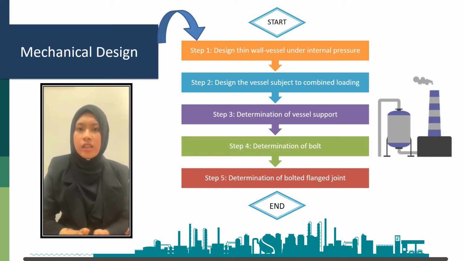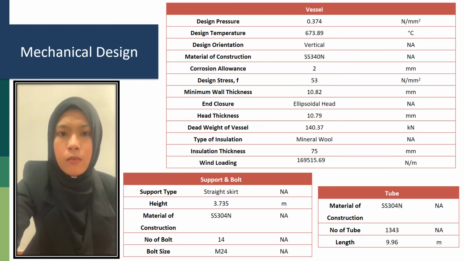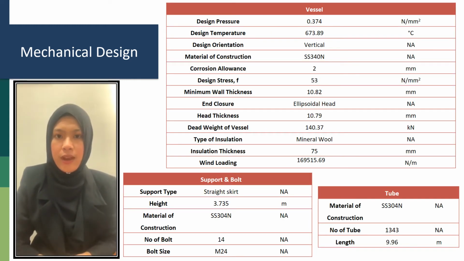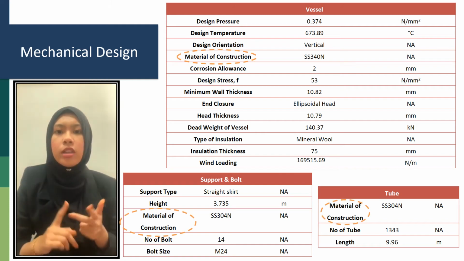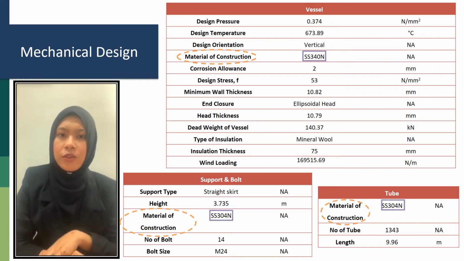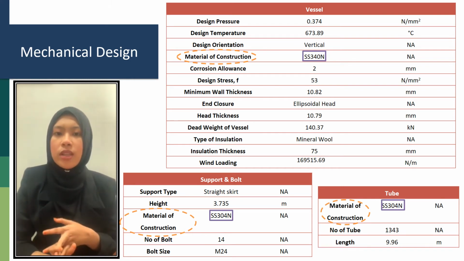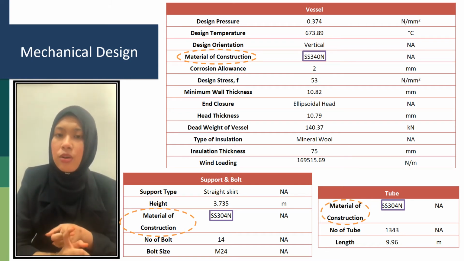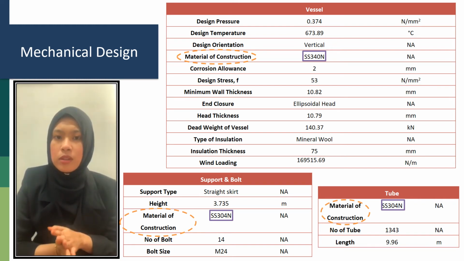These are the steps to design the mechanical parts of the hydrogenation reactor. In this hydrogenation reactor, the material that we are using for the vessel, tube, and supports is stainless steel 304N, as it involves cooling water on the shell side for the heat exchanger. Stainless steel 304N has excellent resistance to corrosion, is available in the market, and can withstand high operating temperature, which makes it suitable to be used for this hydrogenation reactor.